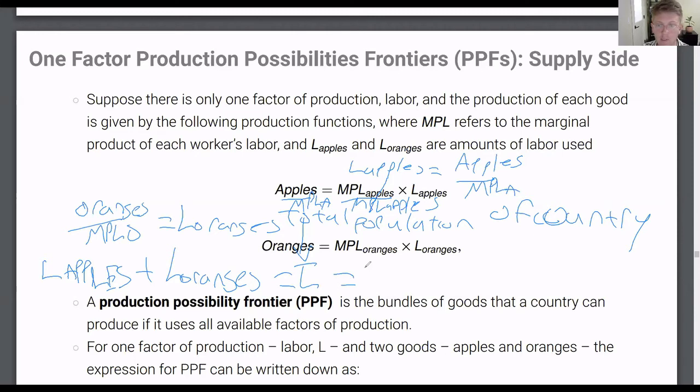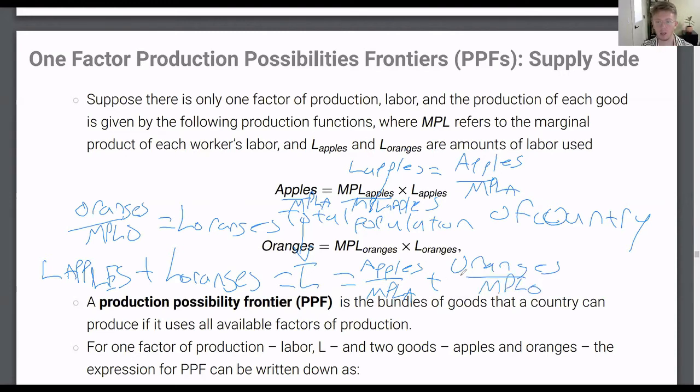So what that gives us is that L bar is equal to apples over MPLA, the marginal product of workers in apples, plus oranges over MPLO.